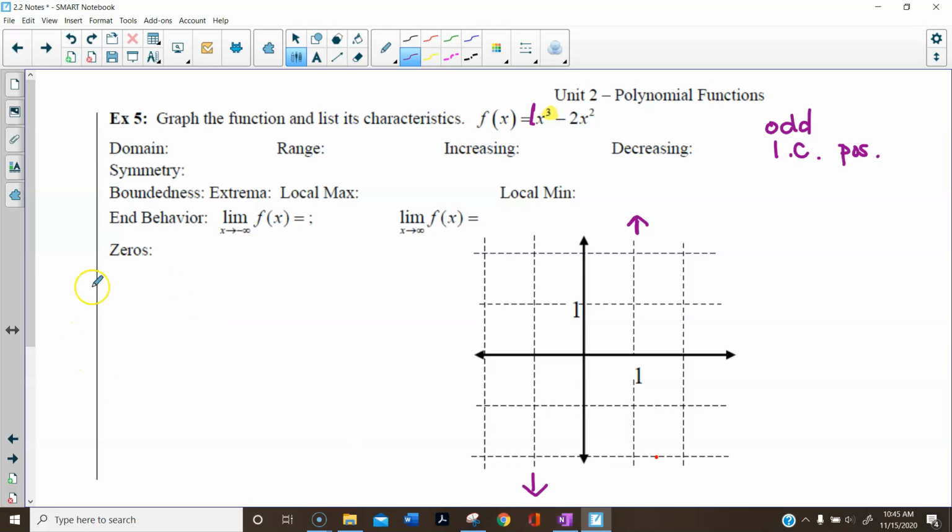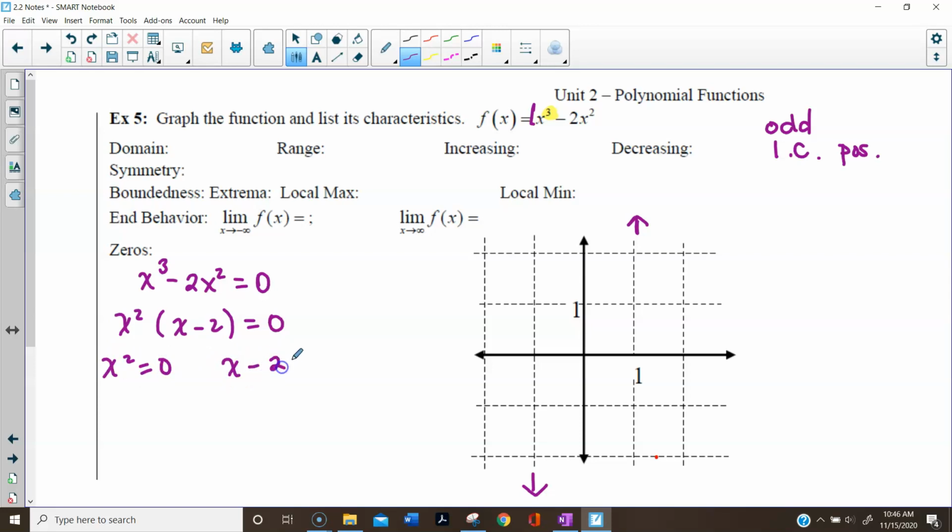Now, in order to find the zeros, we take the original equation, set it equal to 0, and then we're going to have to factor to find the zeros. So I can factor out an x squared. That leaves me x subtract 2, which equals 0. So now I have x squared equals 0 and x subtract 2 equals 0. So I have a 0 at 0 and a 0 at 2. I'm plotting those on my graph.